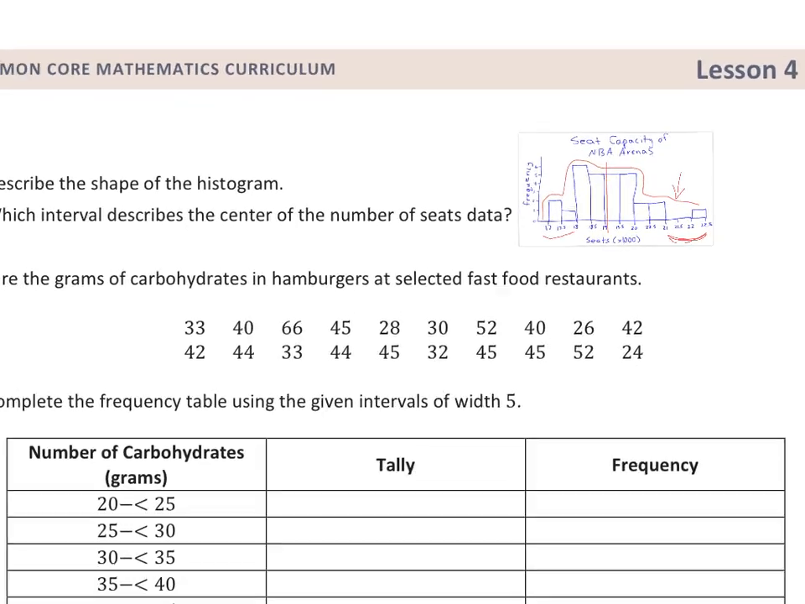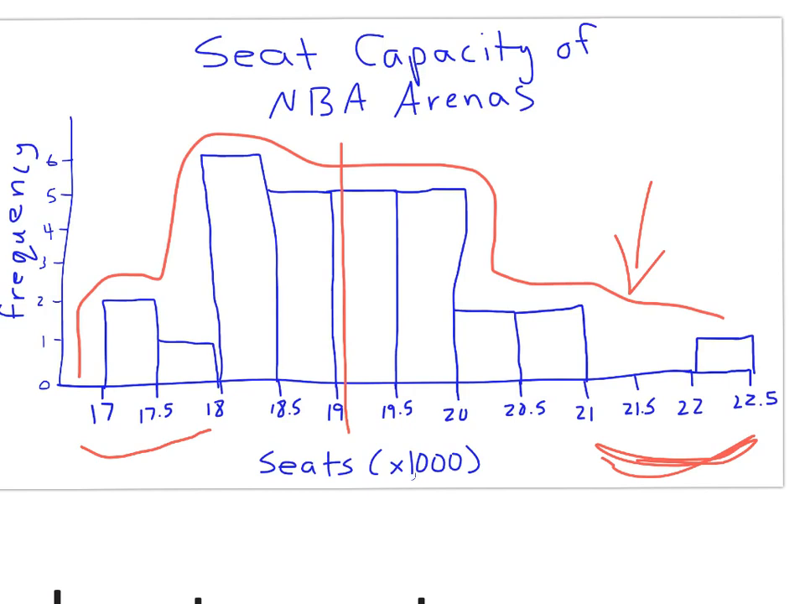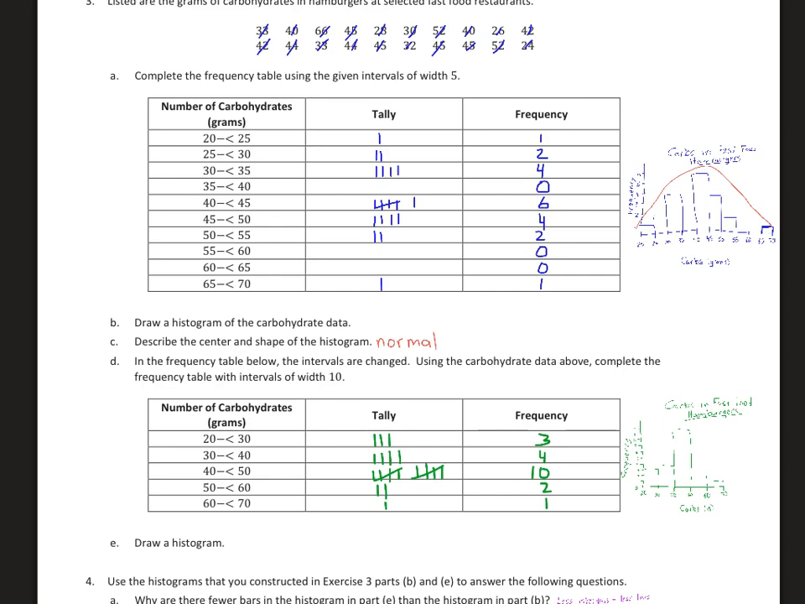And then the interval that describes the center, I actually would think 19 to 19.5 thousand would be the center. That's at the 14 and a half arena, because there's 29 total arenas here. And so I went to the 14.5 right in the middle, and it fell in the 19 to 19,500 seats interval.